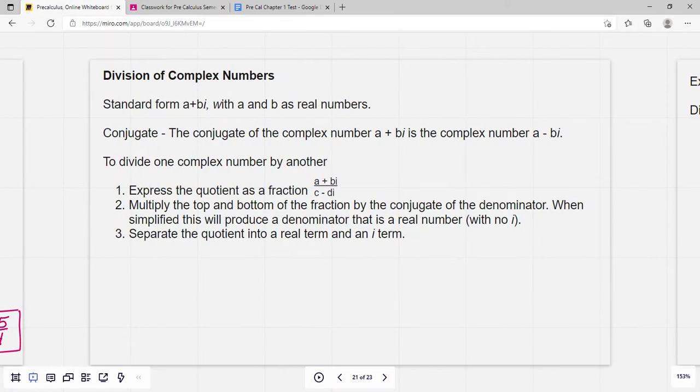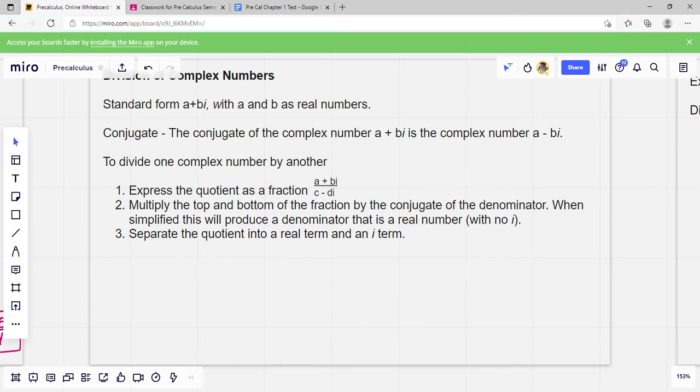All right, next one is division of complex numbers. So in this one, we're going to have to divide. All right, so first of all, standard form is a plus bi, with a and b as real numbers, right? So when we write a complex number, meaning there's a real part and an imaginary part, our real part comes first, right? And then our imaginary part comes second. Okay, and we learned that last year.